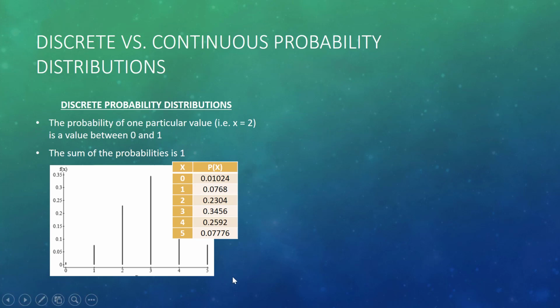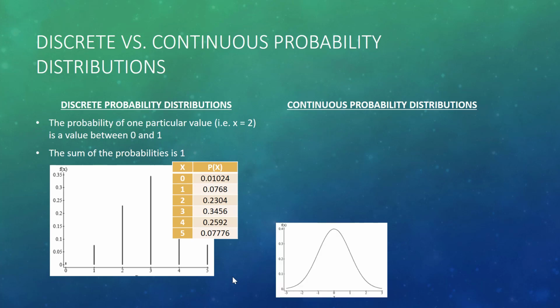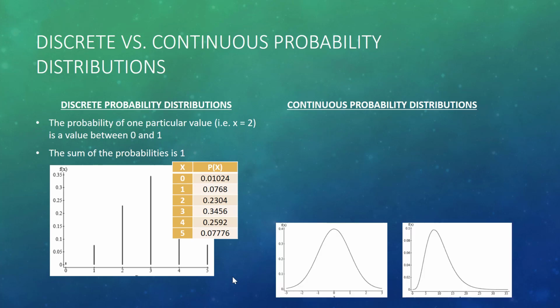How does this compare to continuous probability distributions? Well, when we graph continuous probability distributions, they might look something like this or like this. Notice that instead of these single bars at discrete values, we have a smooth continuous curve, which may or may not be symmetric.